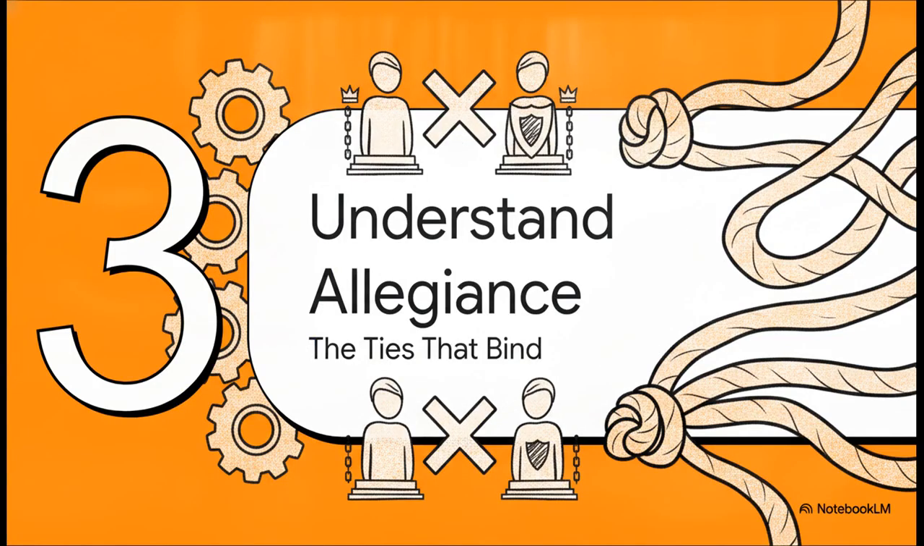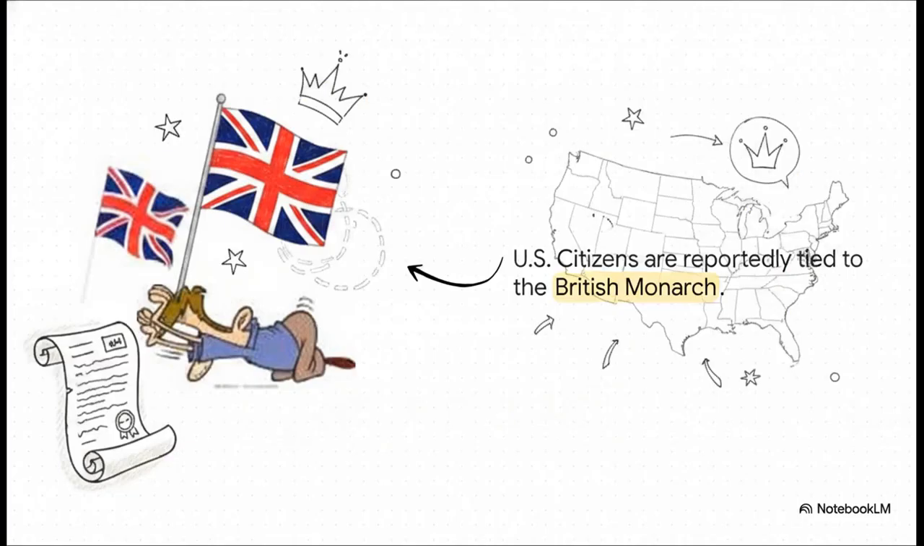All right, Section 3, understanding allegiance, the ties that bind. This whole concept of loyalty taps right into the founders' belief that no one can serve 2 masters.